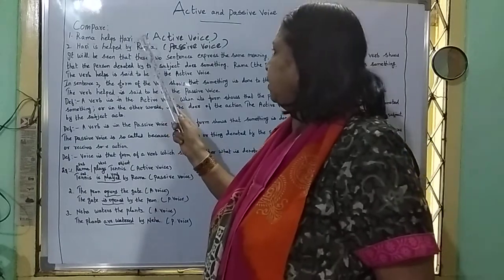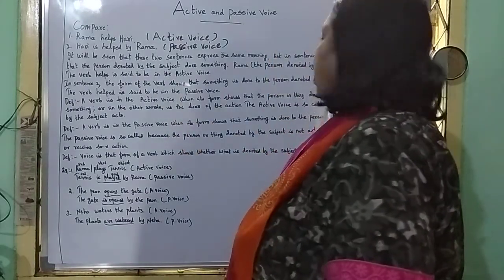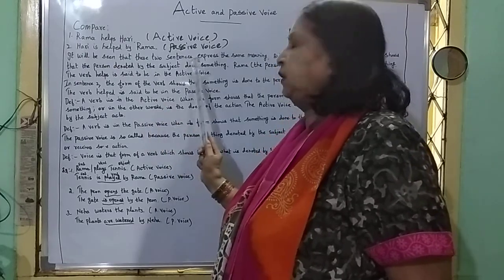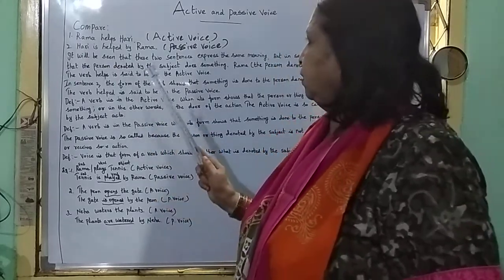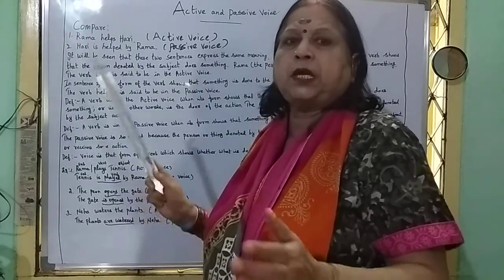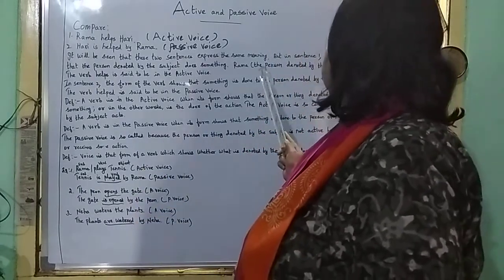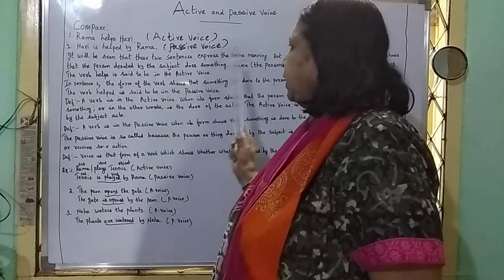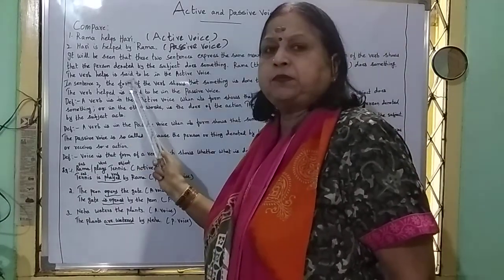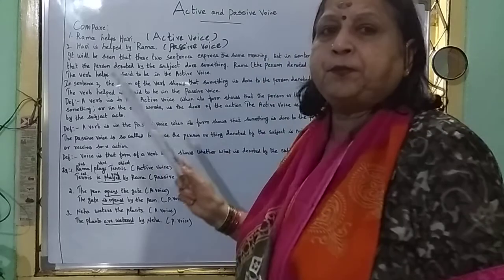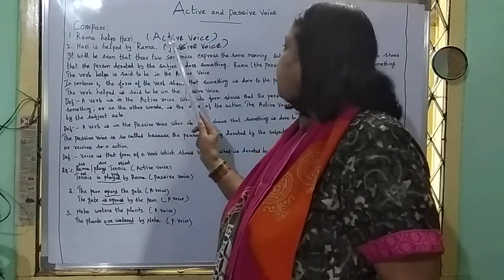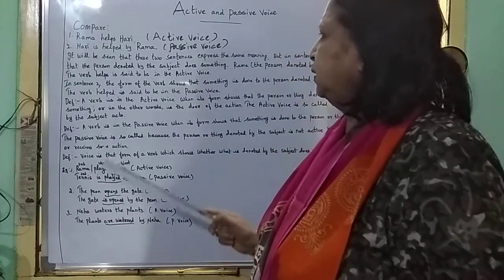He helps Hari. So, the form of the verb shows that the person denoted by the subject does something. What is Rama doing? Rama is helping Hari. Rama, the person denoted by the subject, does something. So, the verb helps is said to be in the active voice.